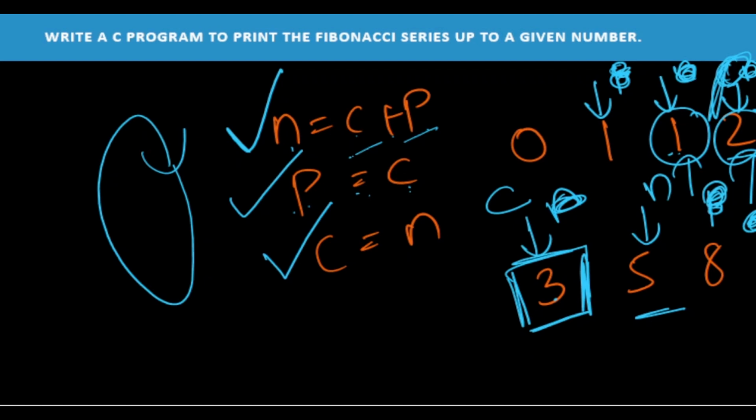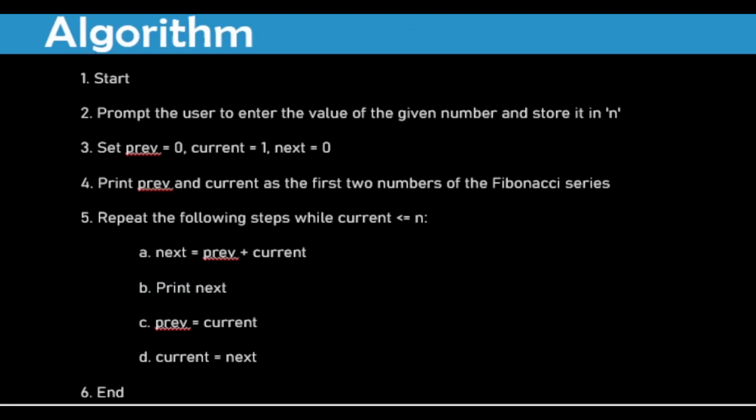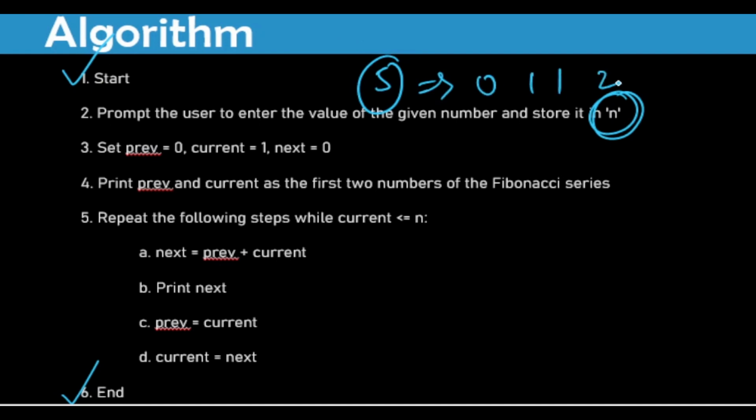Now let's move on to the algorithm. This is the program. It's very simple, but for better understanding, I repeated it more than once. No issues. See, for every program, start and end are the same. Second step, I need to ask the user the n value, meaning how many Fibonacci numbers you want. For example, if the user enters 5, then I need to print 0, 1, 1, 2, 3. If the user enters 3, then I need to print 0, 1, 1, because he wants 3 values.